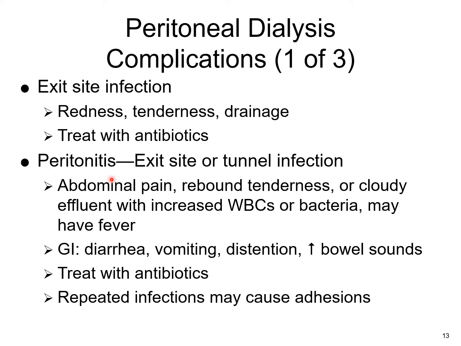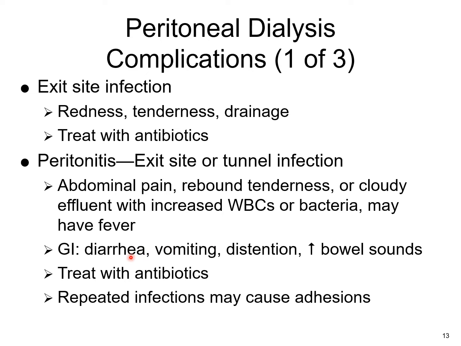The main reason for peritonitis is that somebody's not using aseptic technique, and that is really why this is going on. So you already know what peritonitis is going to look like. These are some of the manifestations: abdominal pain, rebound tenderness, cloudy effluent. Effluent is the stuff that's coming out, right, in the drainage bag. And you're seeing increased WBCs or bacteria, and even a temperature.